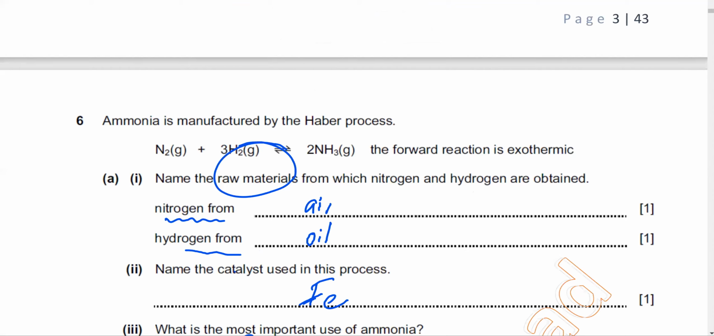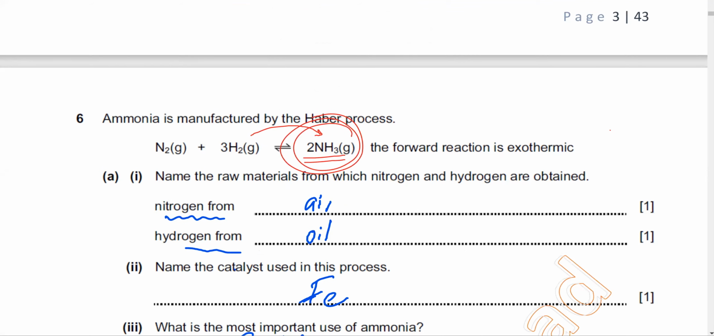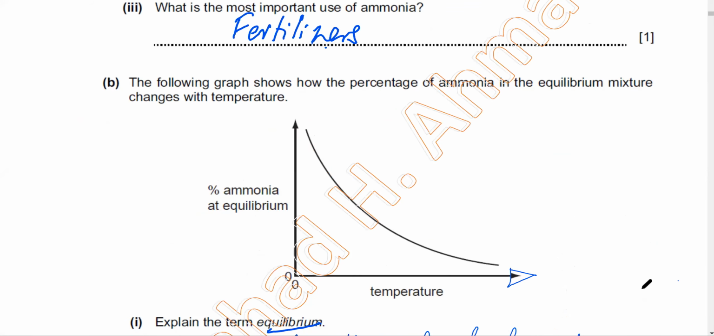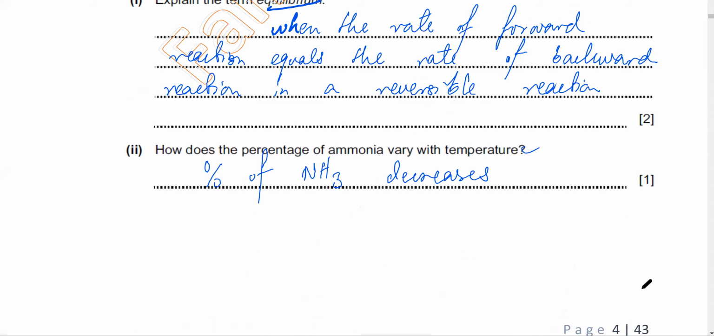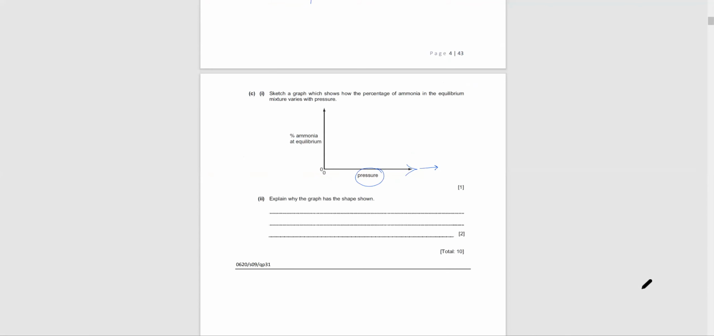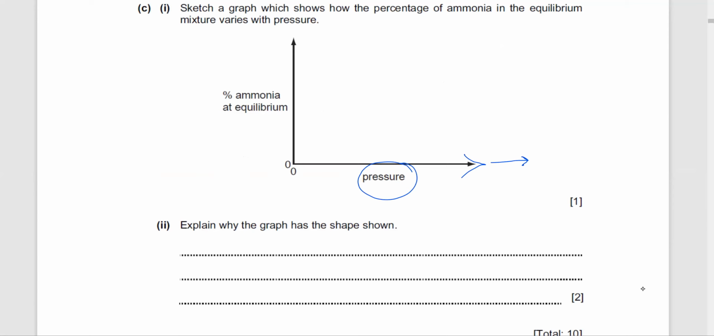High pressure. If I increase pressure, which side will the equilibrium shift to? Less gas. The forward side has less gas, while the backward side has more gas, 4 molecules. So it will shift forward to less gas, so what will the percentage of ammonia be? More. There's going to be more ammonia produced. So if I go back and have a look at the graph, if you increase pressure, ammonia would also increase.